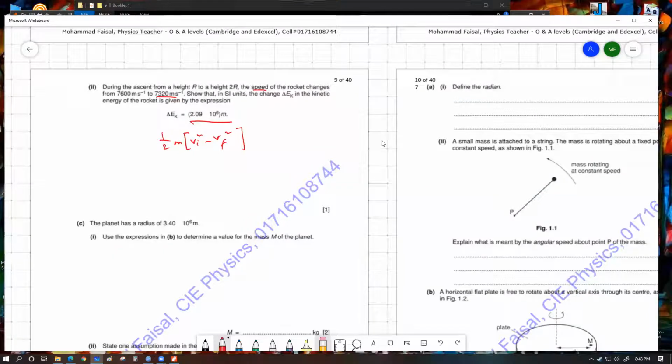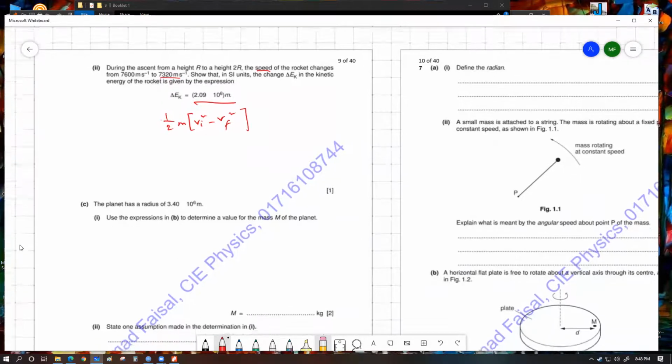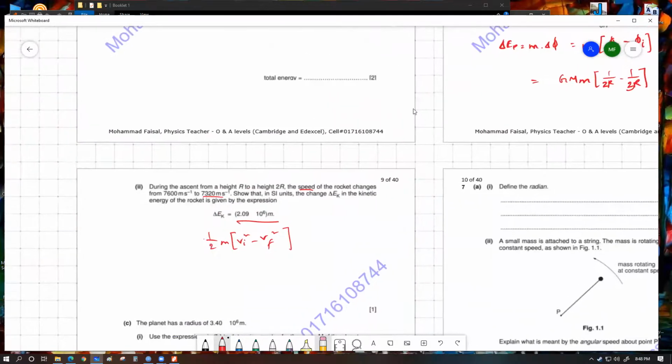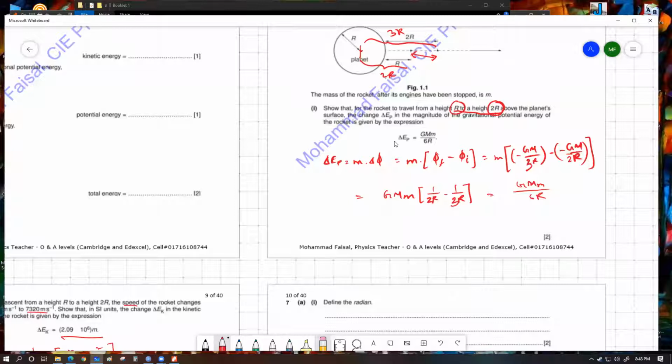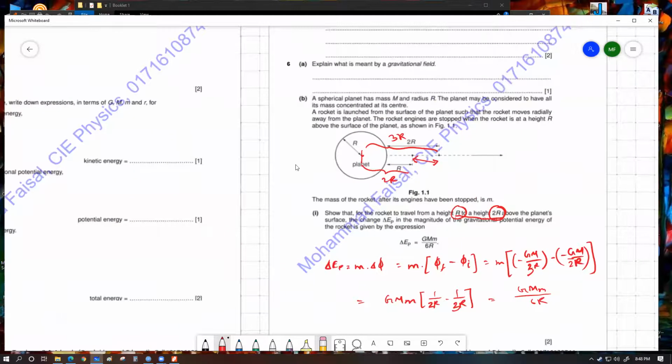This is okay. The next question: the planet has a radius of this much meter. Use the expression in b to determine the value for the mass of the planet. So what is the expression that we got from b? In b we got this expression, that this is the amount of change of EP. So as the rocket traveled from here to here, you have to understand that the engine was stopped at this point. Have a look at the question once again.